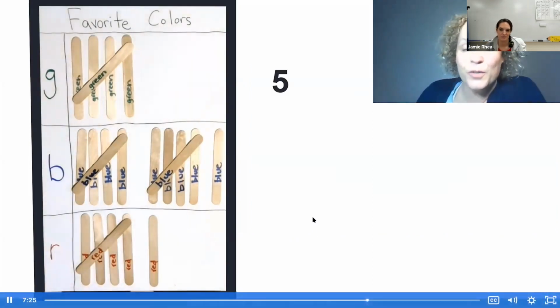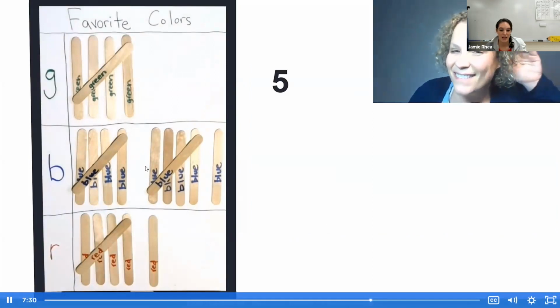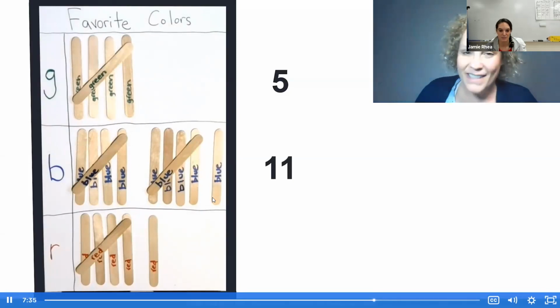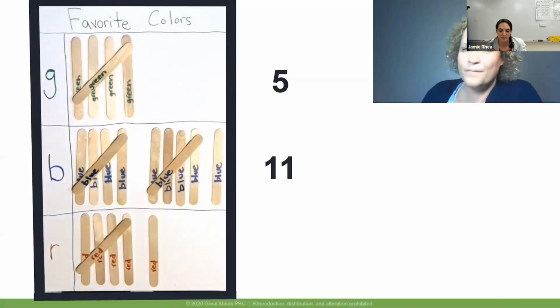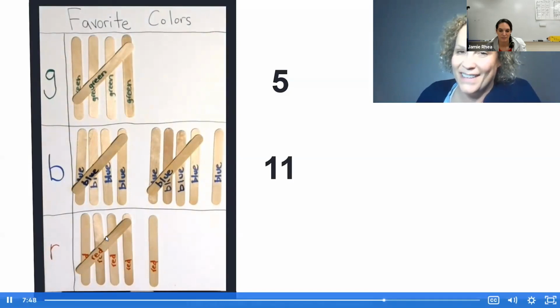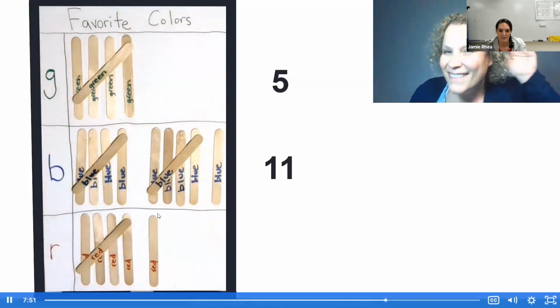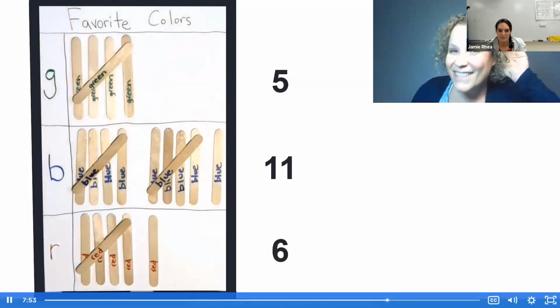How many students chose blue out of these 3 choices? Let's count by 5s and then 1s. 5, 10, 11. 11. We see 5, and another group of 5 makes 10, and one more makes 11. How many students chose red? 5, 6. 6 students.